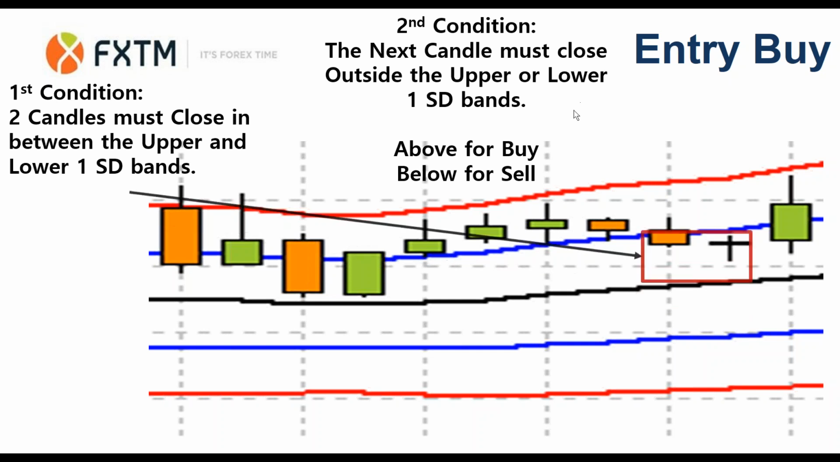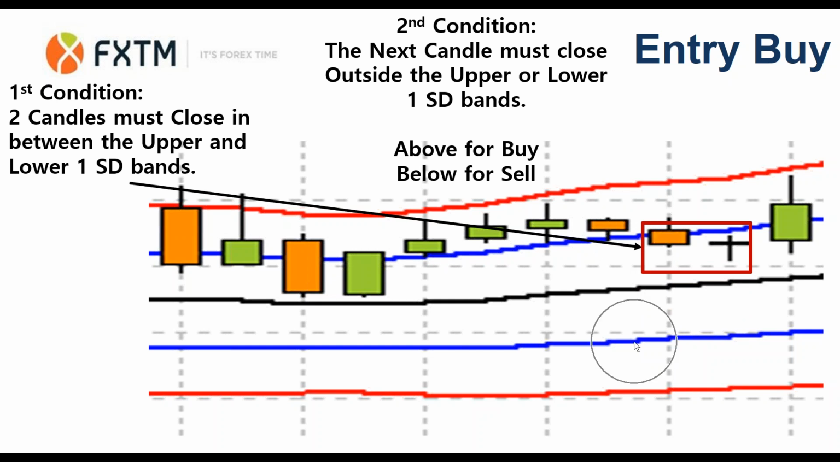So how does this look? First condition, two candle closes in between the two blue lines, the 1 standard deviation lines. So there's the close price and the close price. It doesn't matter the opening price and it doesn't matter the color of the candles, as long as both of them close in between the 1 standard deviation lines. That is our first condition. It is met. Now, our second condition says the next candle must close outside the 1 standard deviation bands. So you can see this candle over here closed outside the 1 standard deviation bands. So it closed above it. That means it's going to be a buy.